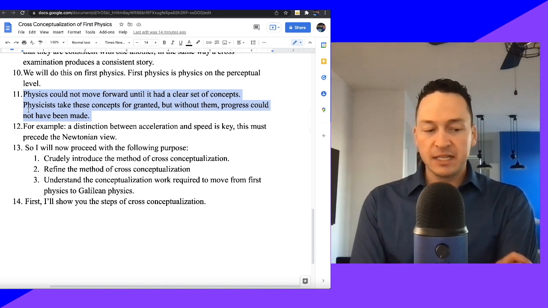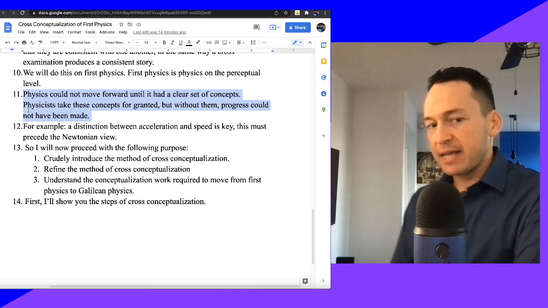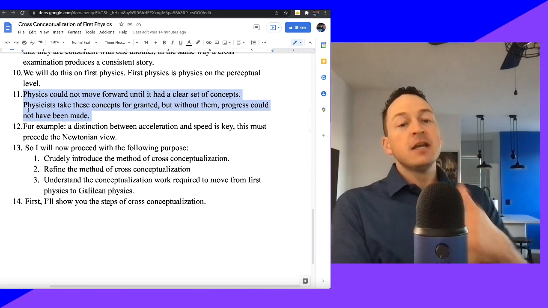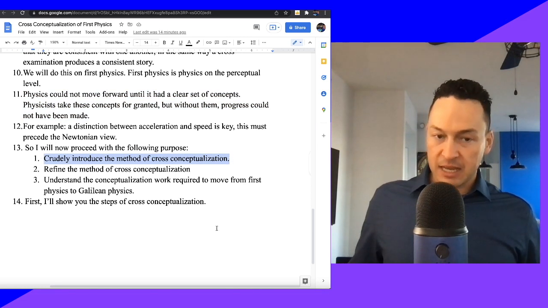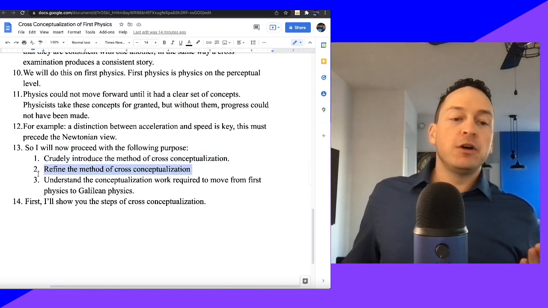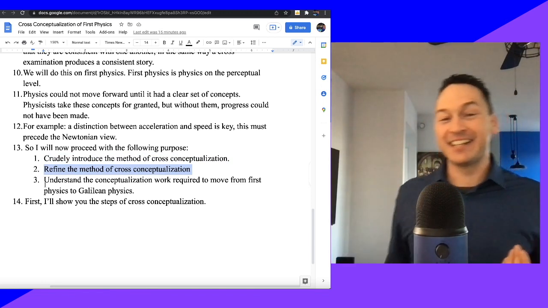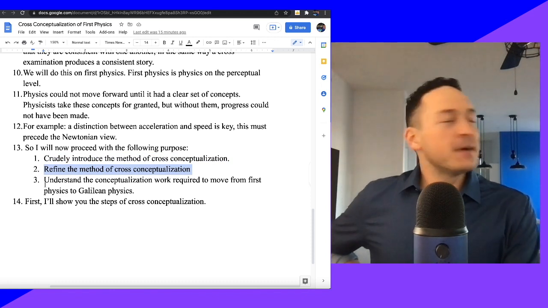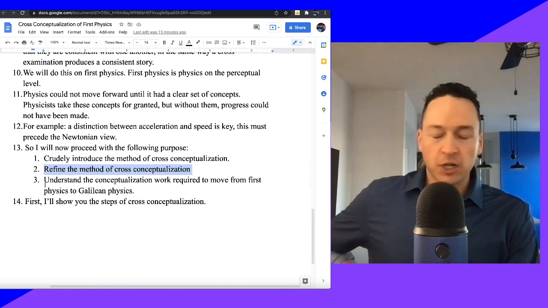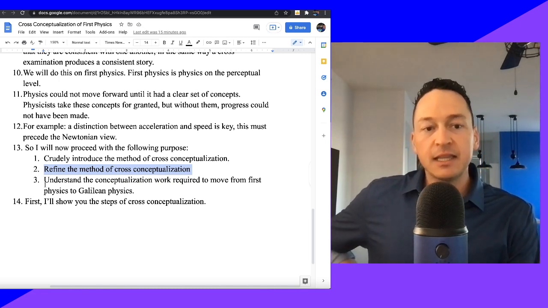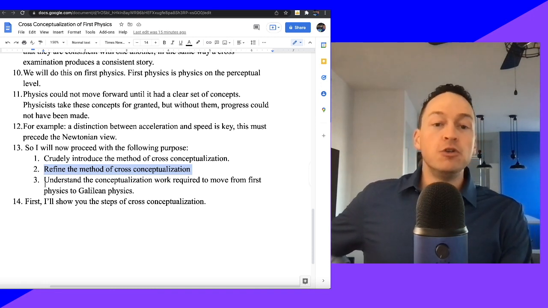And we're going to ask, if we didn't know what we know today, then what would be the best way to conceptualize this? Now, the purpose of this is, number one, to demonstrate, to sort of crudely introduce the method of cross-conceptualization. I'm also going to be refining the method of cross-conceptualization. This is actually only the second time I've tried doing this exercise. The first time was with a subject matter which was much more complicated than this, but it was pretty successful. It took a lot of hard work, but that was a new subject matter.